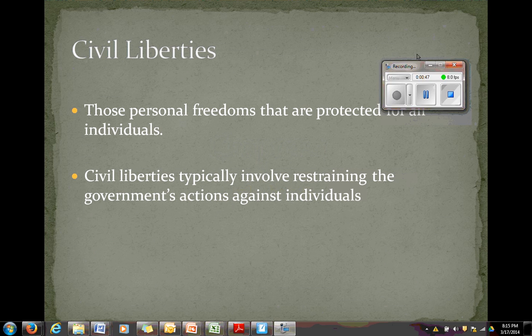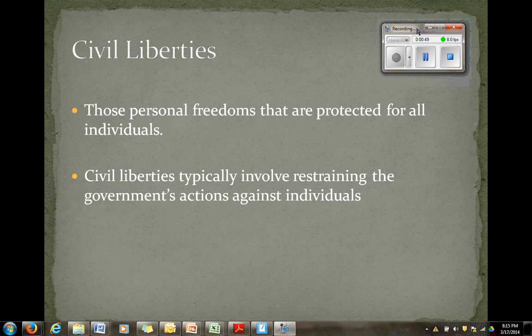So the first concept I want to talk about is just what civil liberties are. They're the personal freedoms that are protected for all individuals. And they're typically concepts or laws that involve the restriction of the government to act against individuals, or citizens of that government.